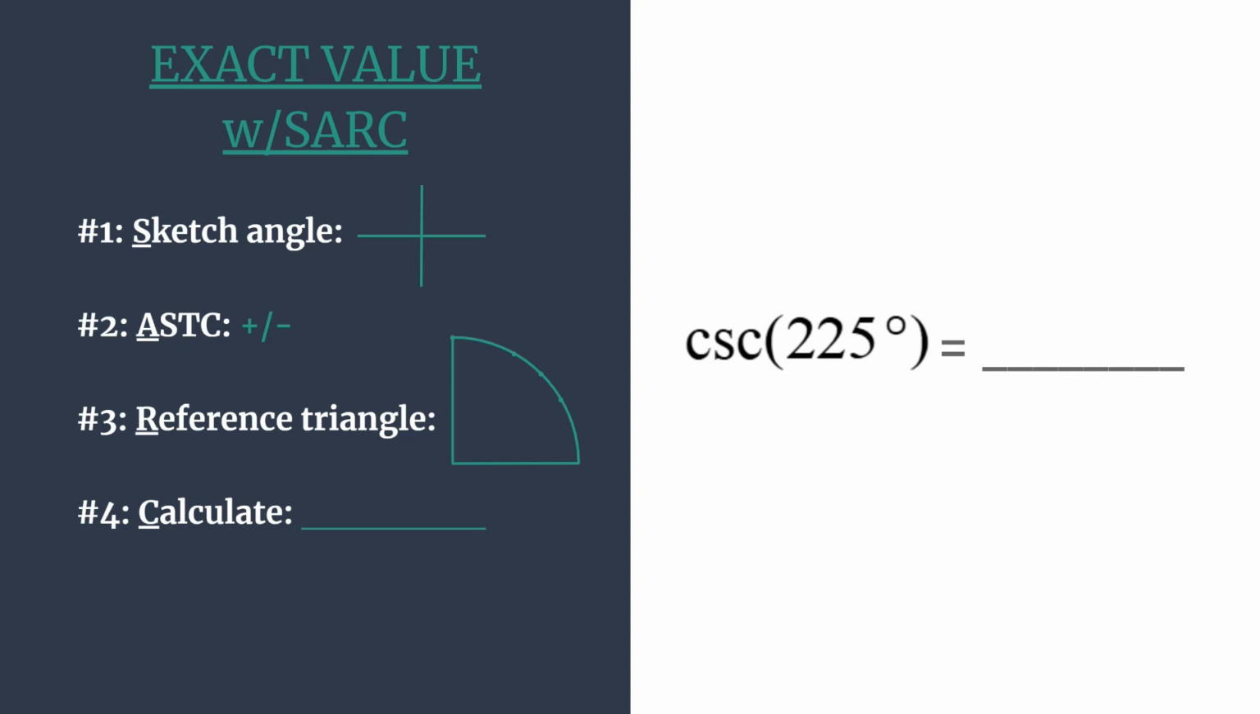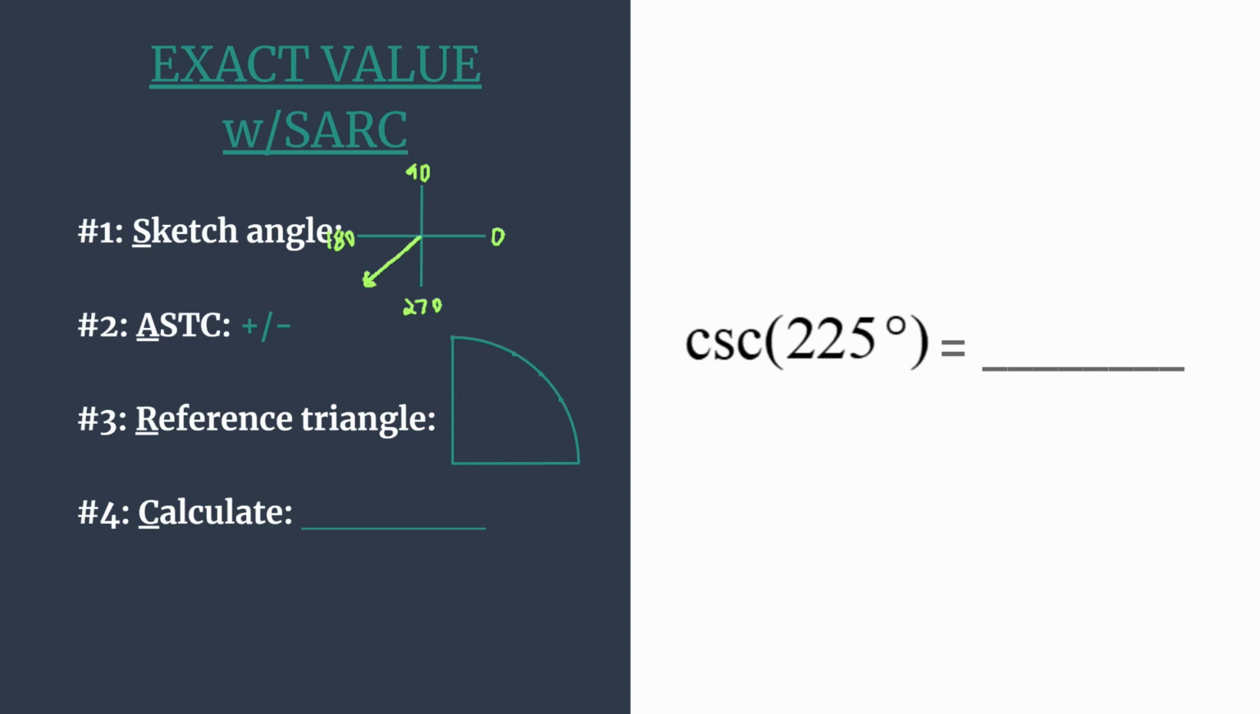So we are finding the cosecant of 225 degrees. And we start with the S. We're going to sketch our angle's terminal side. So a positive angle rotates in the counterclockwise direction. So we start at 0, 90, 180, 270. And so we see 225 degrees of rotation falls exactly halfway between 180 and 270. So here is our terminal side of our angle here in quadrant 3.